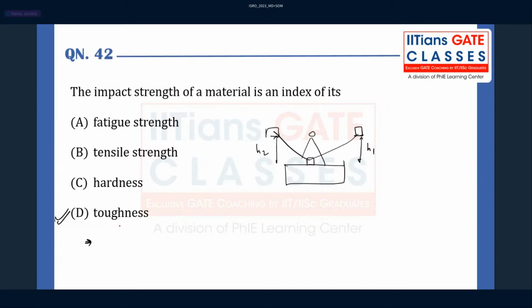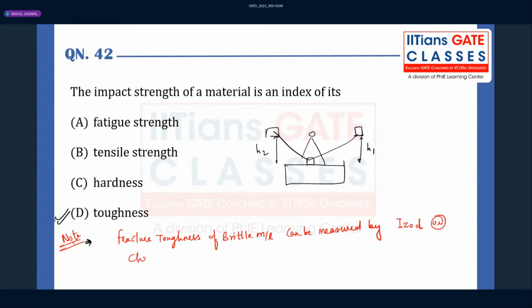So note down: fracture toughness of a brittle material can be measured by Izod or Charpy test.